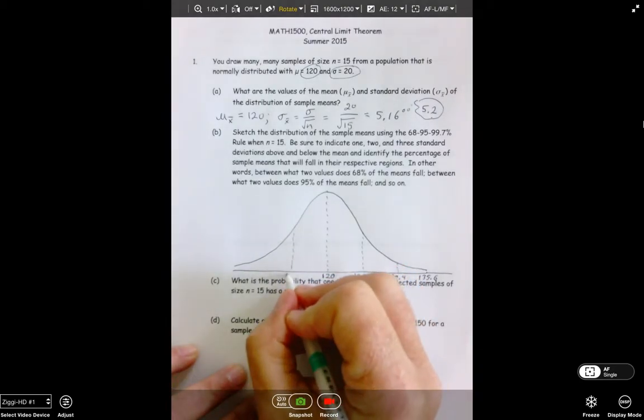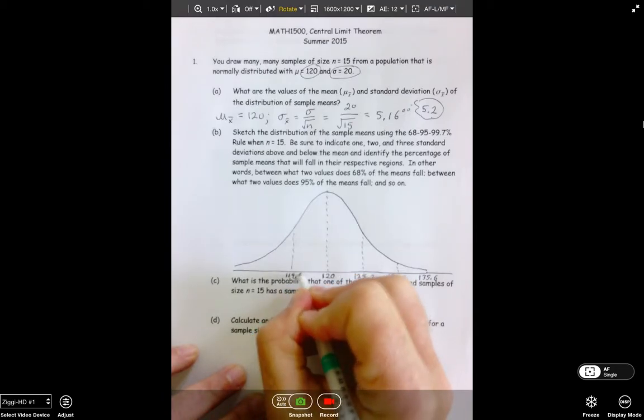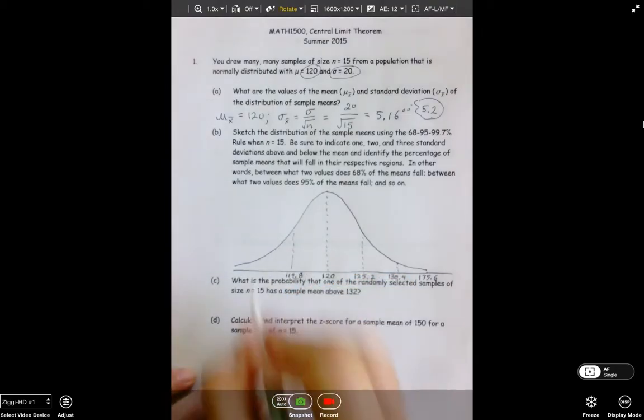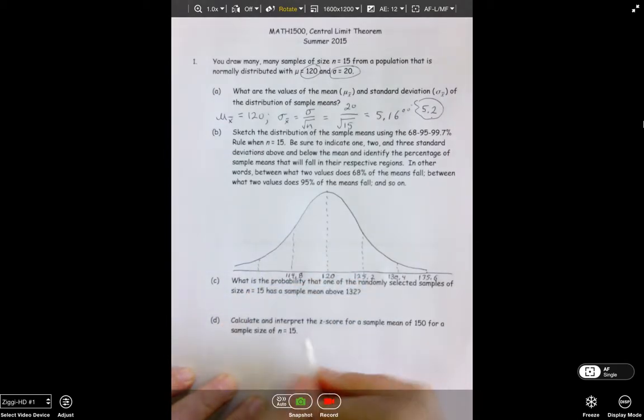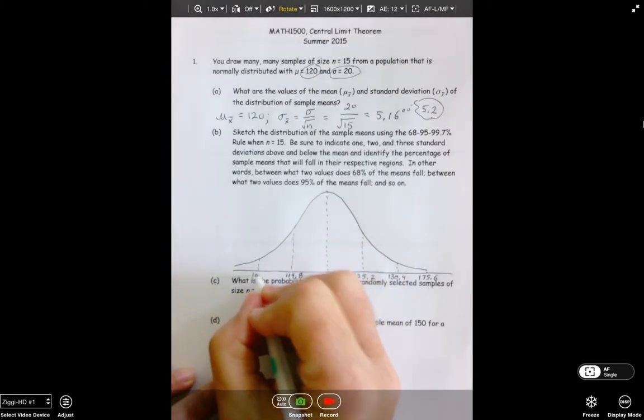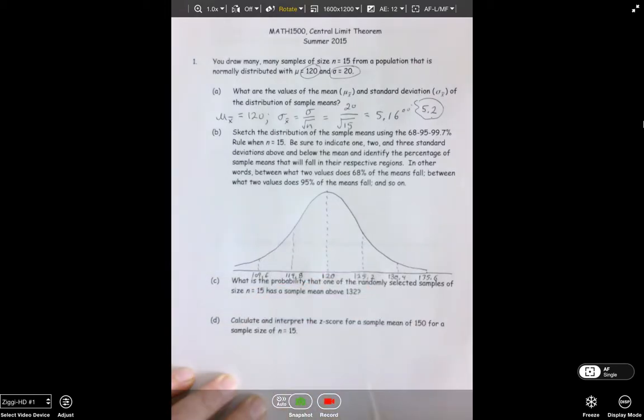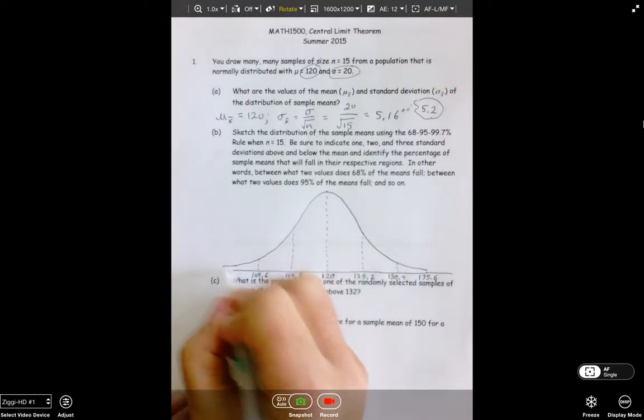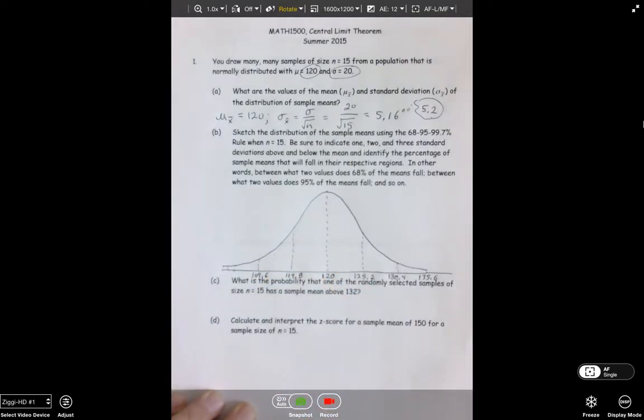So that'd be 114.8. And subtract another 5.2. I think that's 109.6 if my mental arithmetic is correct, which usually it isn't. And then subtract another 5.2, and that should be 104.4.